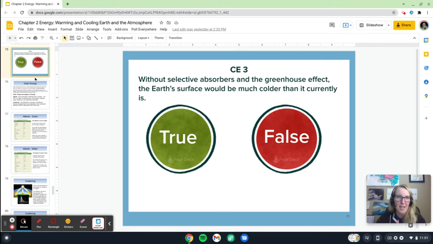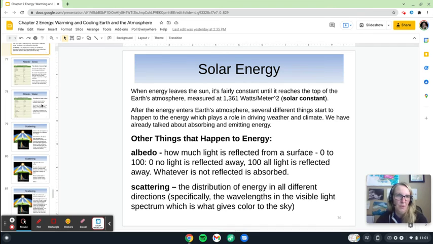Here's another class exercise. Without selective absorbers, the greenhouse effect, the Earth's surface would be much colder than it currently is. Is that true or false?